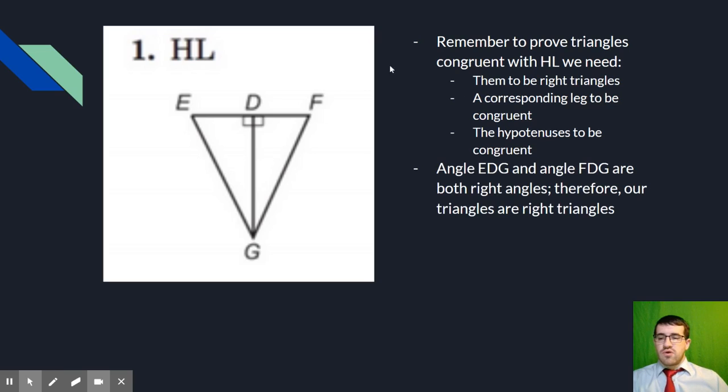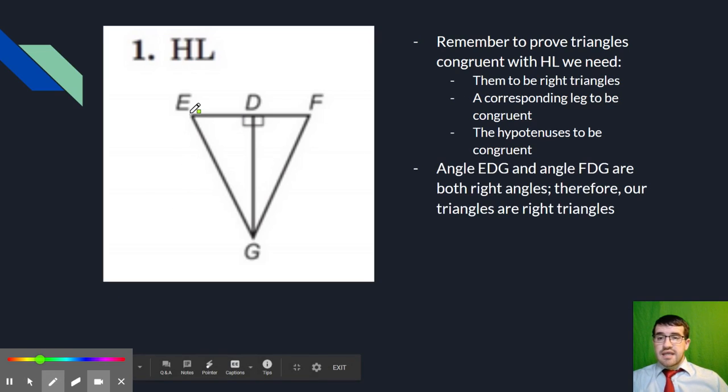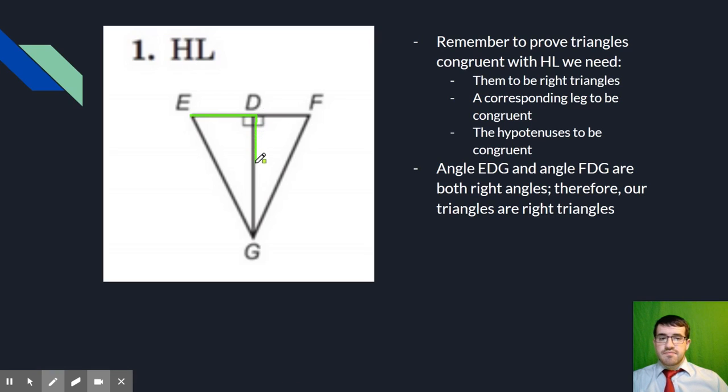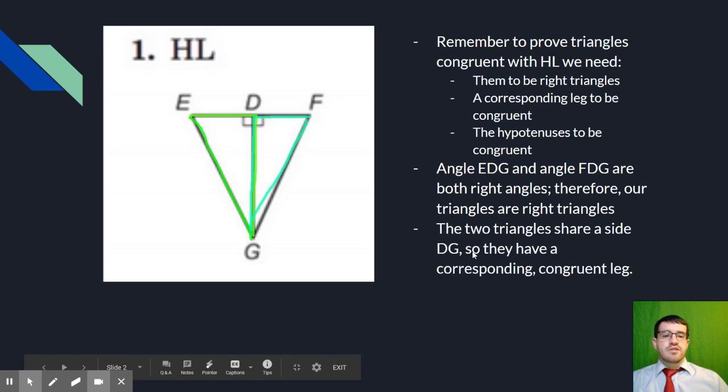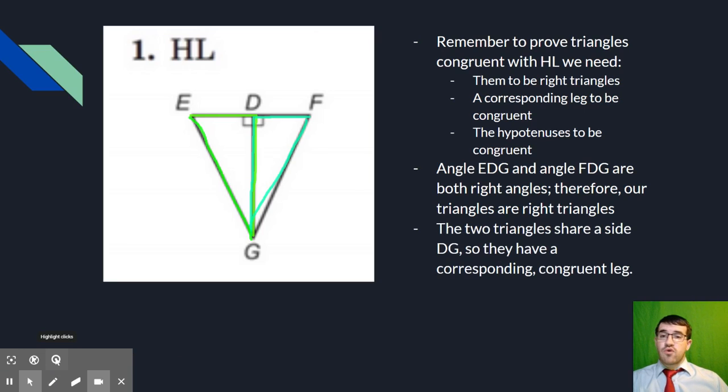In this triangle, we have angle EDG and angle FDG, which are our right angles. Therefore, by the definition of right triangles, triangle EDG and triangle FDG are both right triangles. The two triangles also share a side, DG, and that is a corresponding congruent leg by the reflexive property.